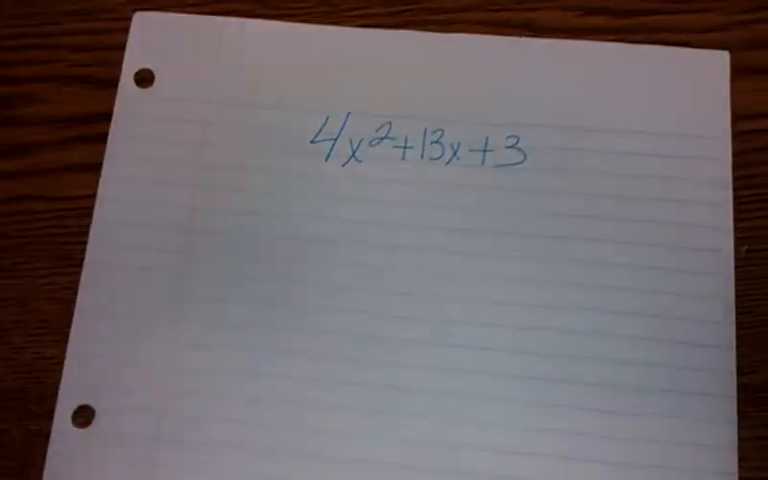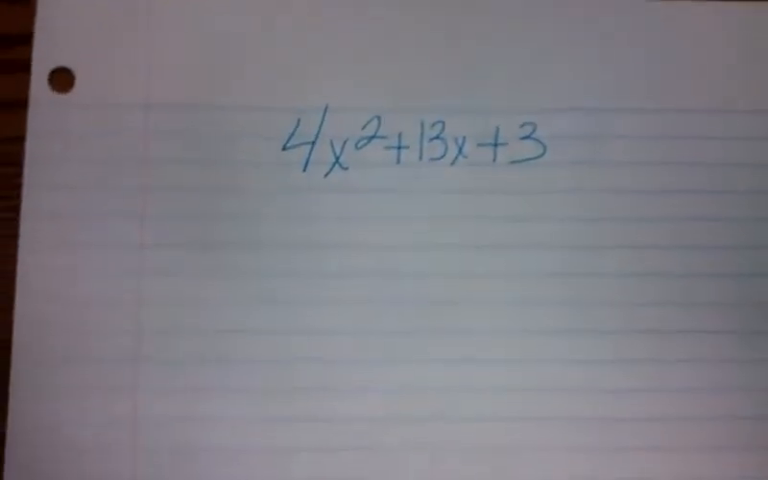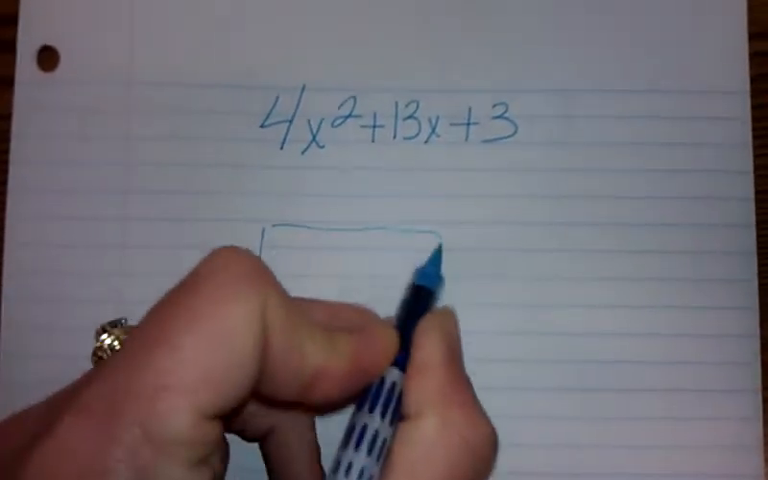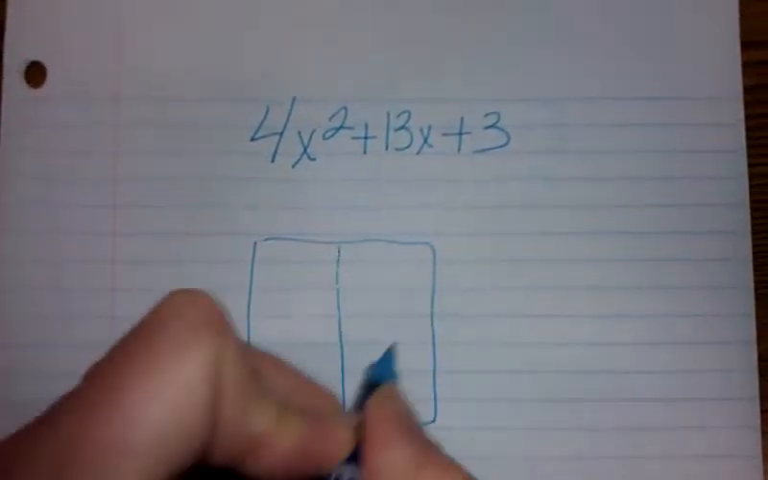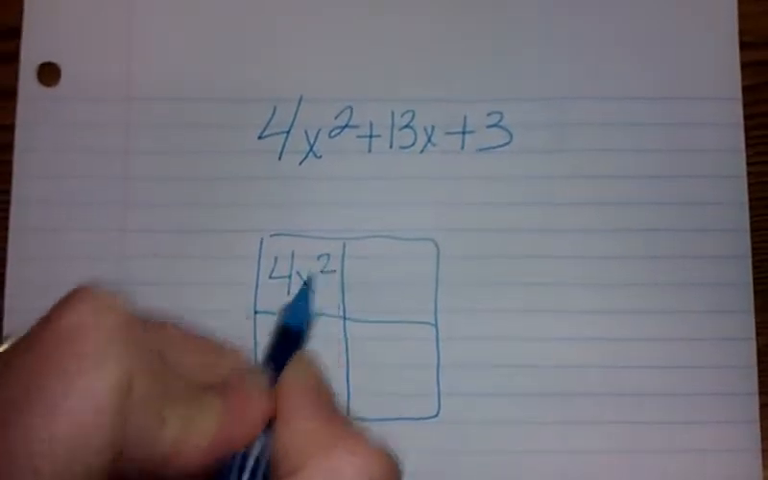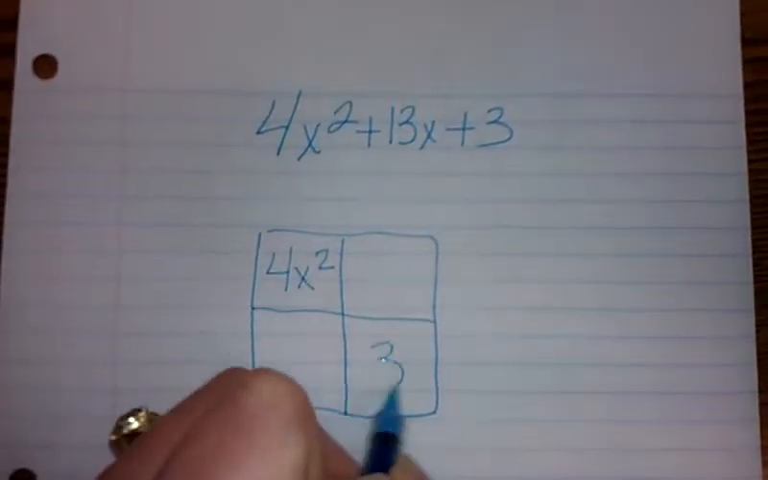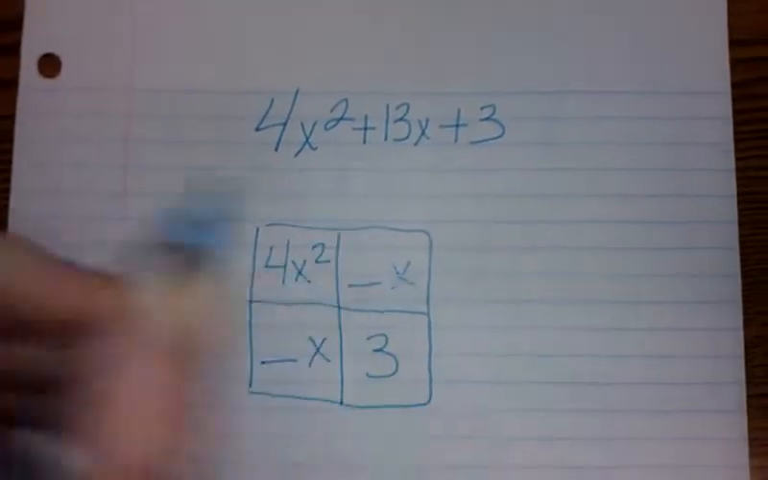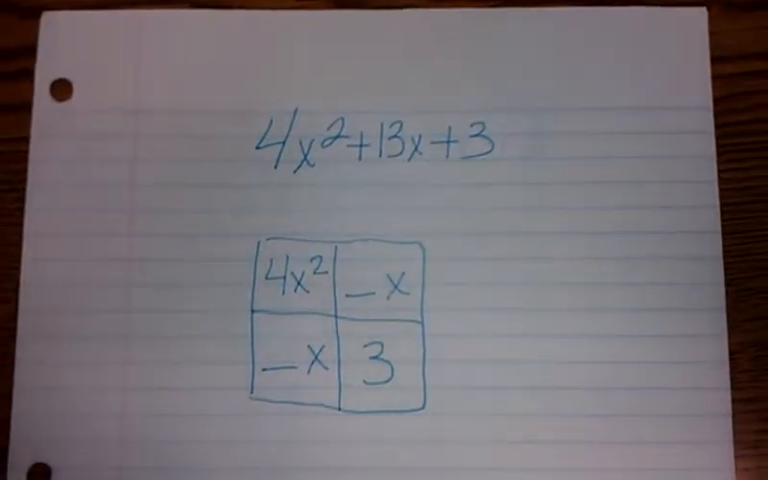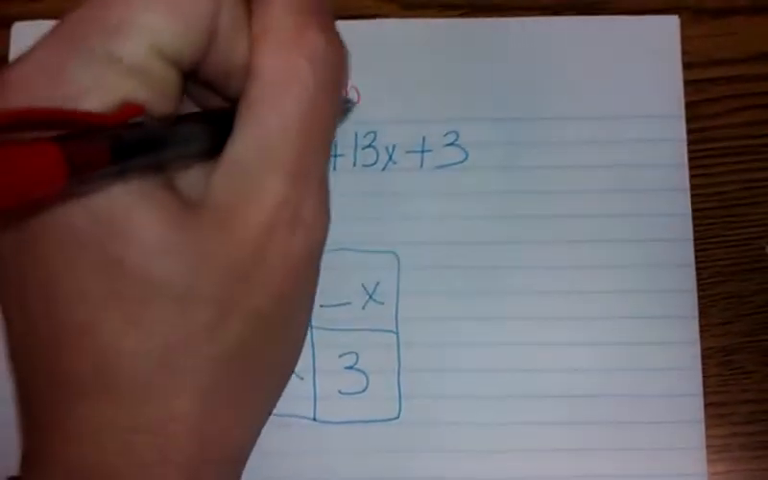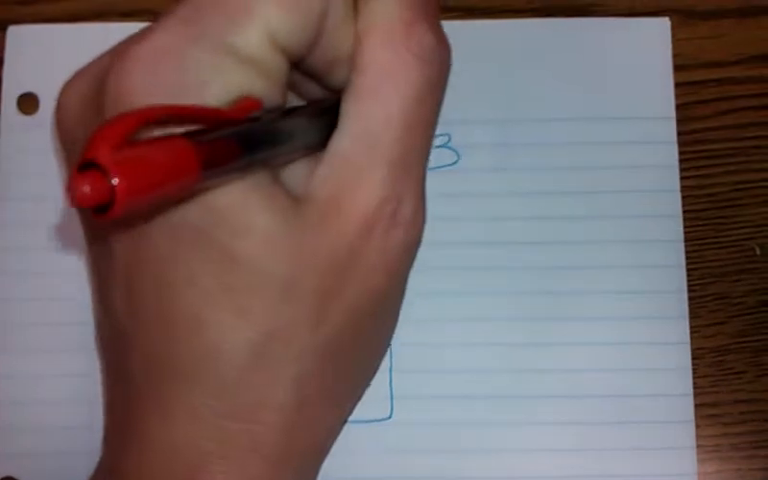The next one, we have 2 more. I would pause the video and see how you do. I will again draw the box, same steps every time. In the top left-hand corner, I will put 4x squared. In the bottom right, I will put 3. Something x, something x. I have to do A, B, and C. A is 4, B is 13, C is 3.